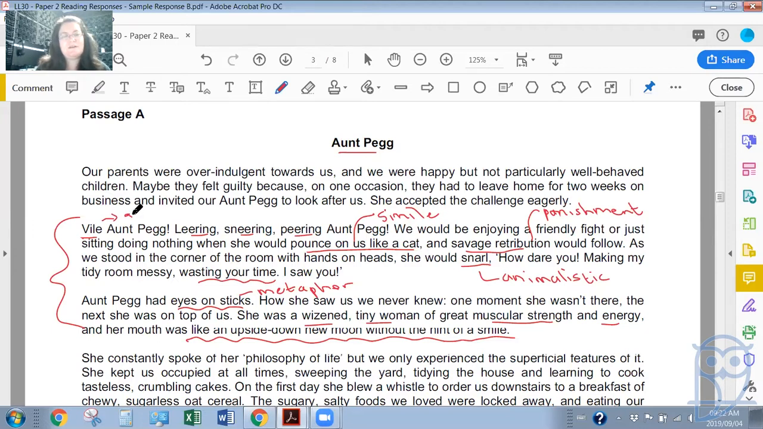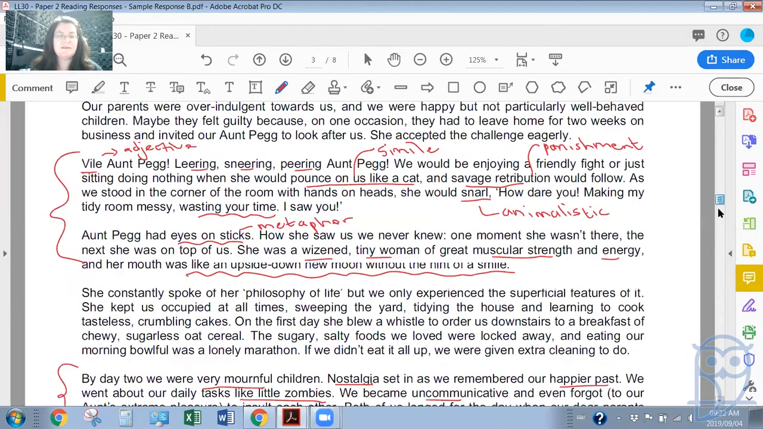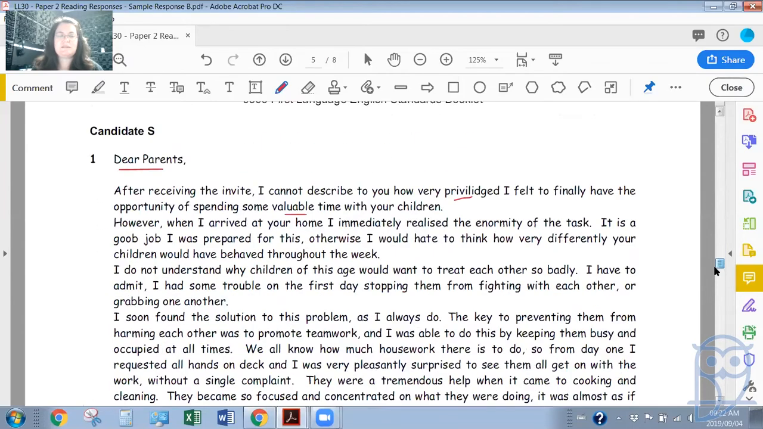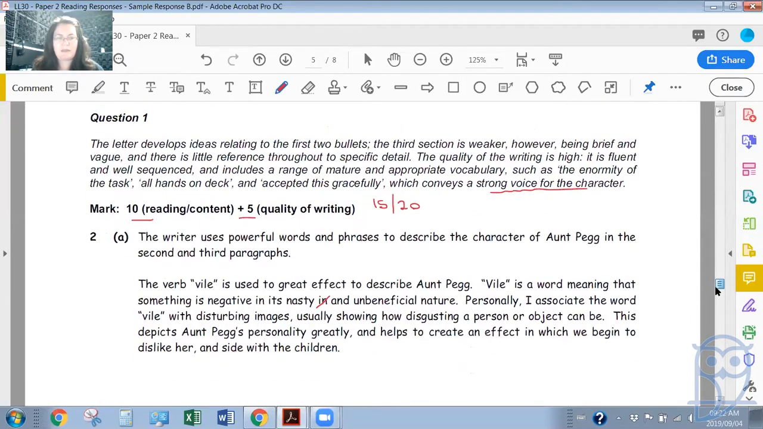An adjective. Good. So if you are going to point out things like this, make sure that you do it accurately, okay? So be aware of the things that you say and just double check that you're doing the right thing. The verb vile, say adjective, is used to great effect to describe Aunt Peg.